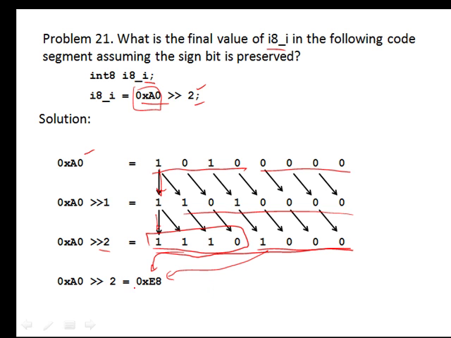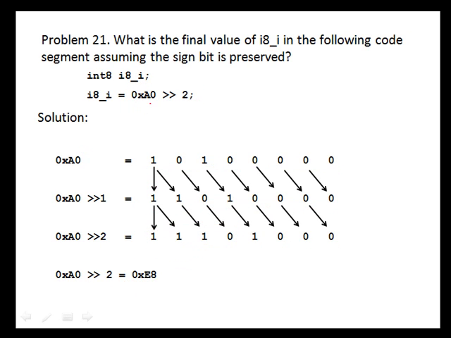So our final result here is going to be E8. When doing a shift, a quick way to do the shift is simply to determine which bits are going to be lost. In this case, since we're shifting 2 positions to the right, these bits right here are going to be lost. So I'm going to draw a box around the bits that are going to be kept, and then I'm going to fill in up here what my new bits would be. In this case, because our sign bit's preserved, our new bits are going to be a 1.